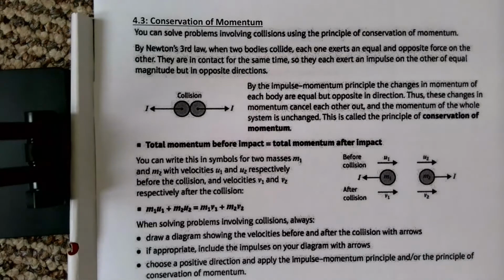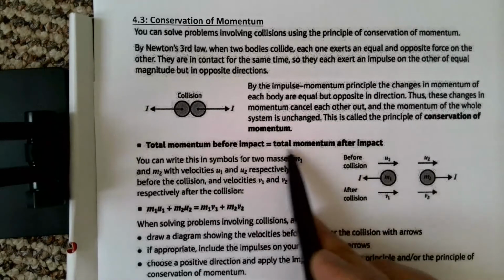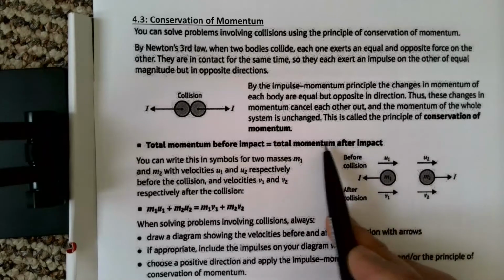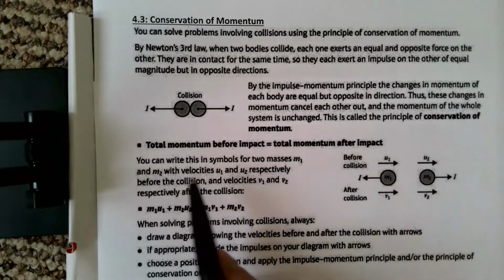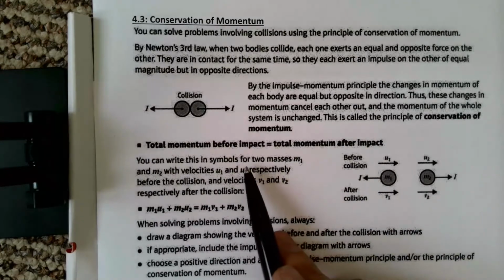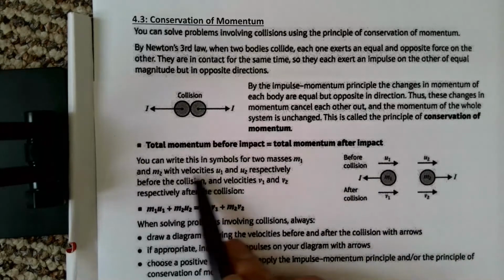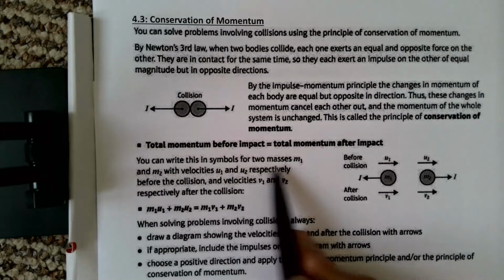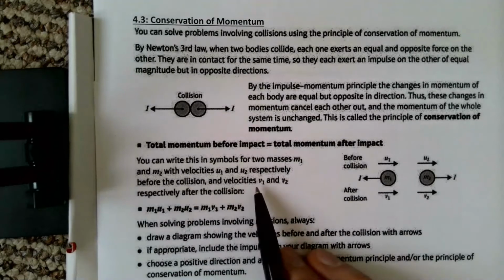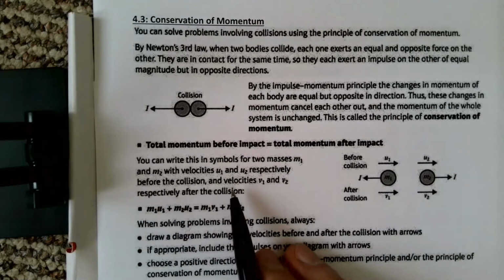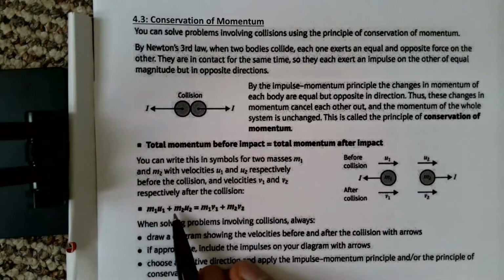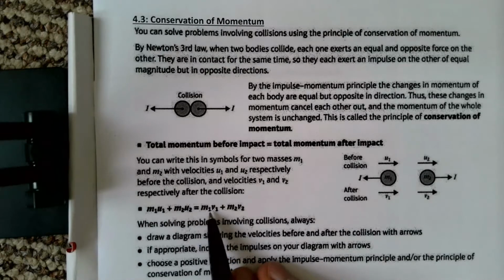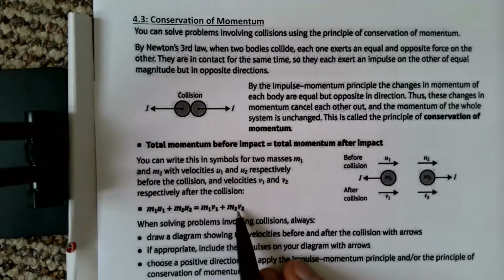This is called the principle of conservation of momentum. Next bit's the important sentence here. So total momentum before impact equals total momentum after impact. That's going to be the equation we'll be using to work out most of these. You can write these symbols for two masses m1 and m2 and velocities u1 and u2 respectively before the collision, and the velocities v1 and v2 respectively after the collision. m1 u1 plus m2 u2 equals m1 v1 plus m2 v2.